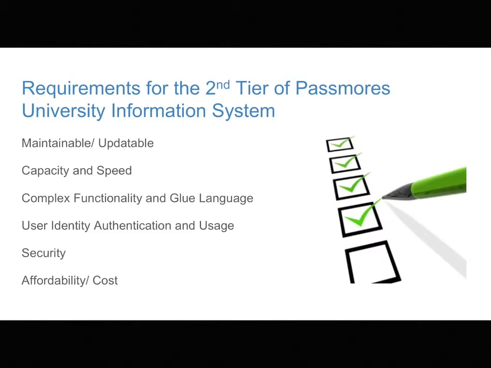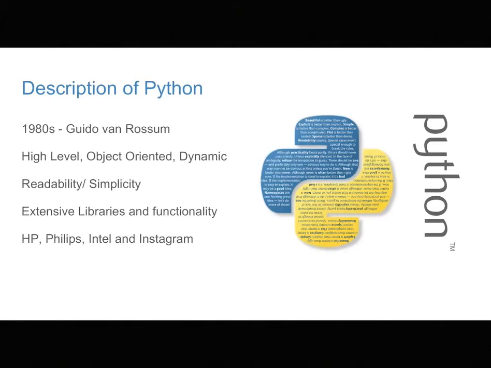The technology also has to be highly secure, as there's a lot of personal information in the student database that should not be breached. Lastly, one also has to consider the affordability and the cost of the system. It has to be relatively low in order to make it all viable for the university.